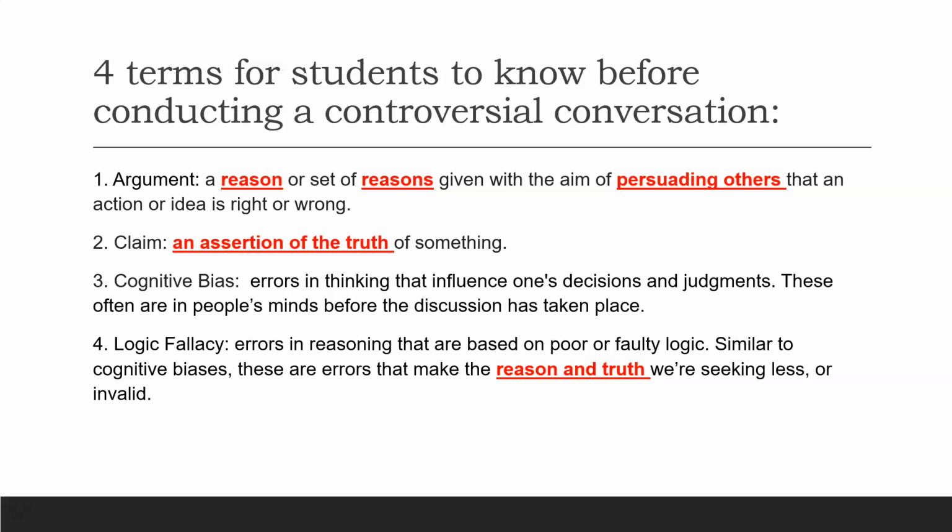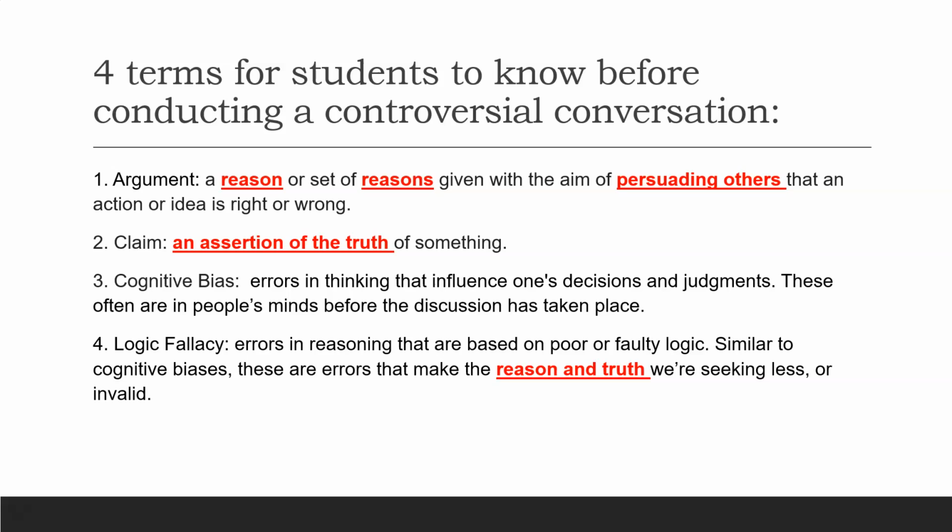The second term students need to know is a claim. A claim is simply an assertion of the truth of something. The third term is a cognitive bias. Now, cognitive biases are errors in thinking that influence one's decisions and judgment. These are often in people's minds before the discussion has taken place.